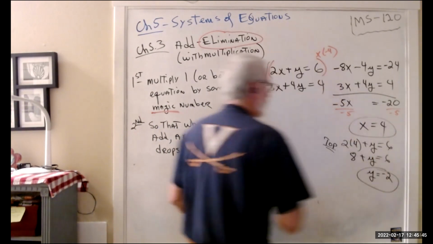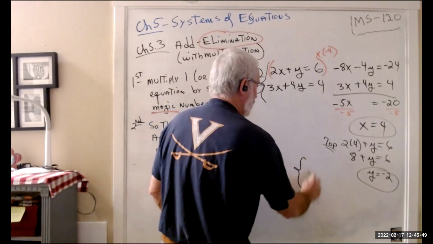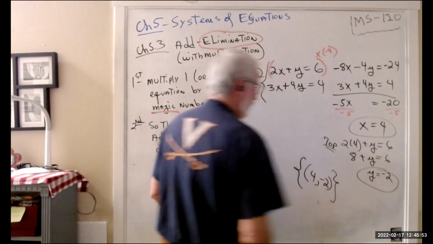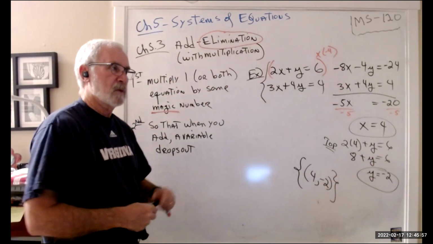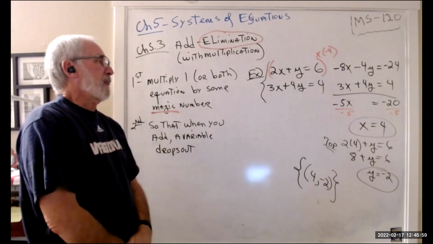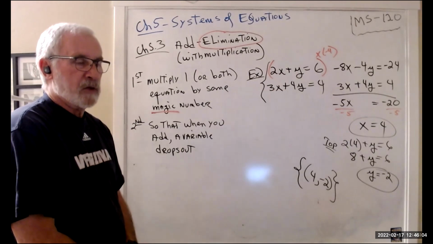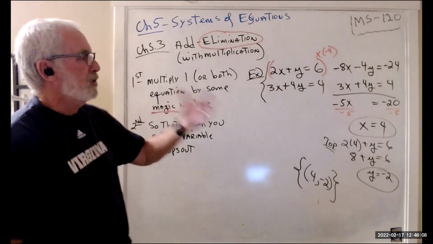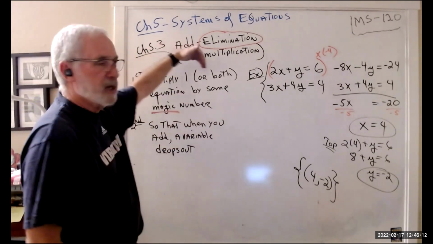So I get these two answers. That means the lines crossed at (4, -2). That was their crossing point. Okay, there's at least 2 more ways that I can think of this problem could be done. But in my opinion, this is the simplest way of using addition elimination.